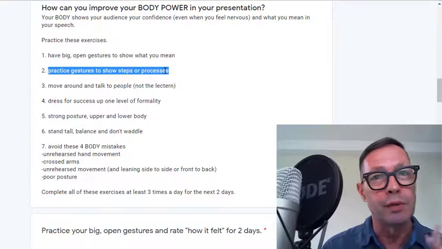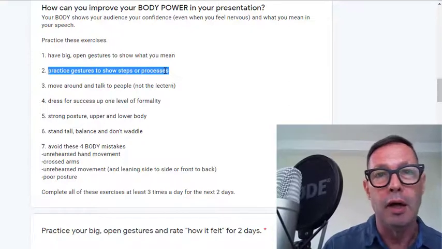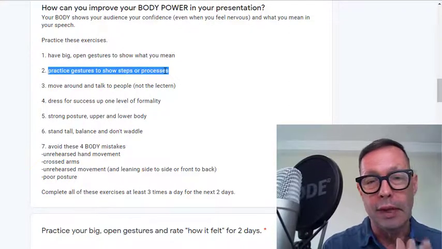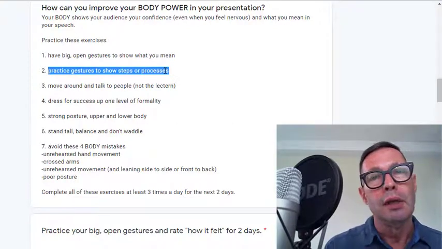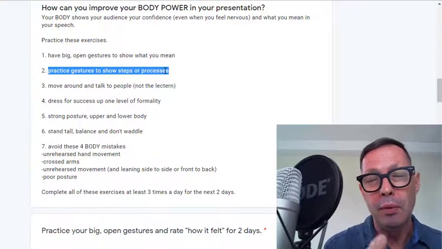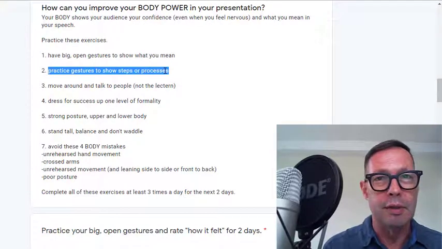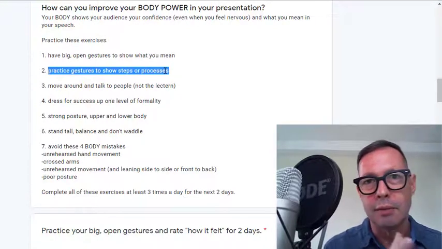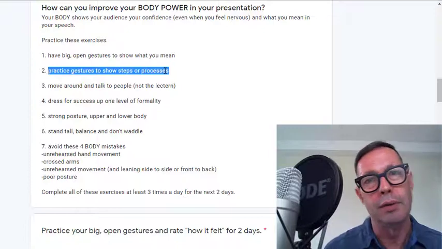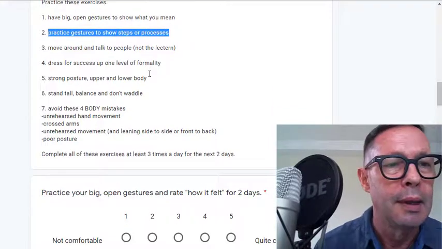And this is for two reasons. One, it will help you be less nervous during your speech because it's something that you know. Two, it will help you remember what you're going to say, because your body has muscle memory, and that will help you during your presentation.